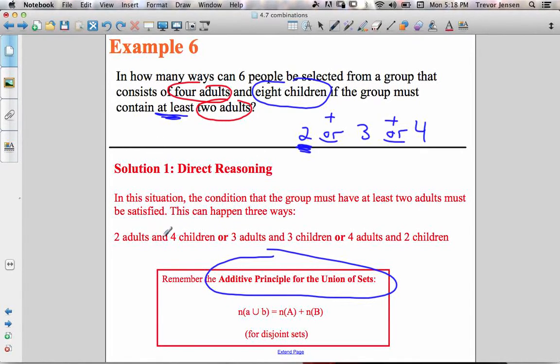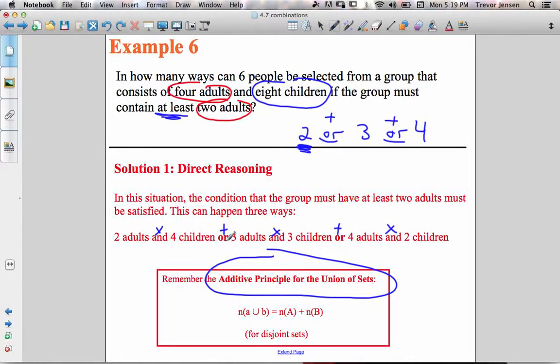So a lot's happening here. I have 2 adults and 4 children. So remember, and, we need to multiply. Or means plus, 3 adults and 3 children, multiply. Or 4 adults and 2 children. So I need to figure out how many different groups I can make of 2 adults and 4 children by multiplying the number of ways I could choose 2 adults from the 4 times the number of ways I could choose 4 children from the 8.